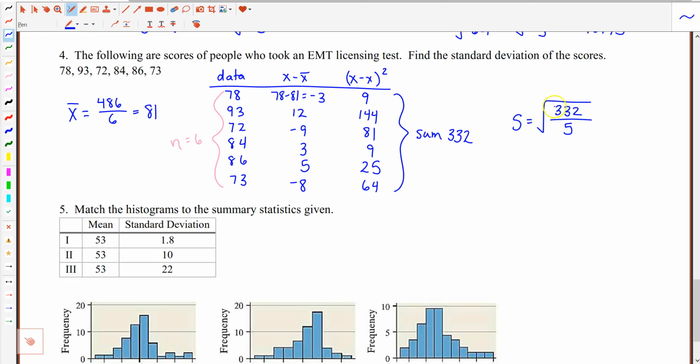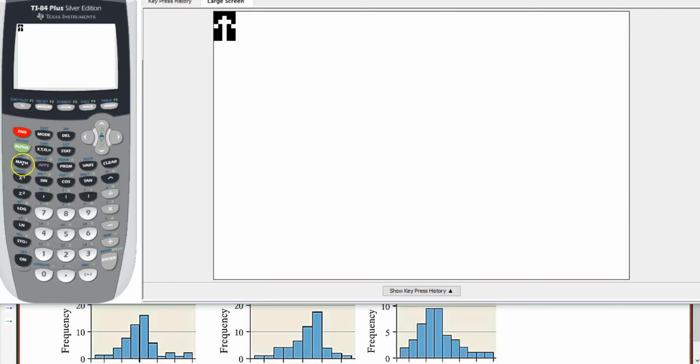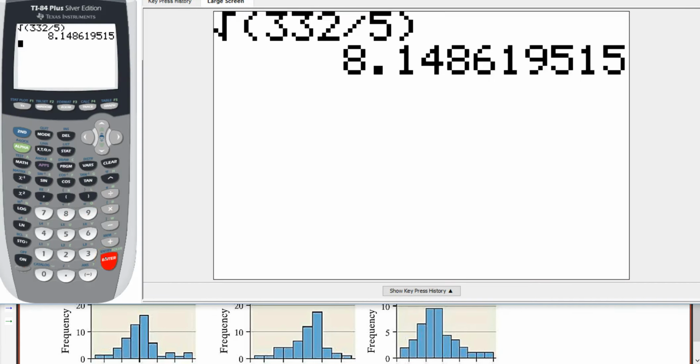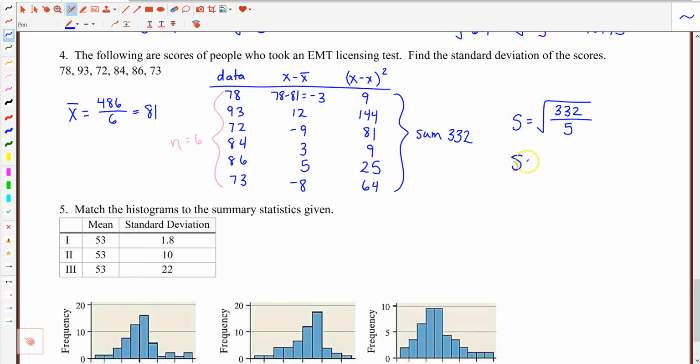So this is what I would want to throw in my calculator, the square root of 332 over 5. Let's pull up the calculator. We're going to do the square root of 332 divided by 5. This gives me a standard deviation of 8.15 if I round to the nearest hundredth. Since that number's 5 or bigger, I'm going to round up right here. So the standard deviation for this would be approximately equal to 8.15. So there's an example of computing the standard deviation by hand from a data set.